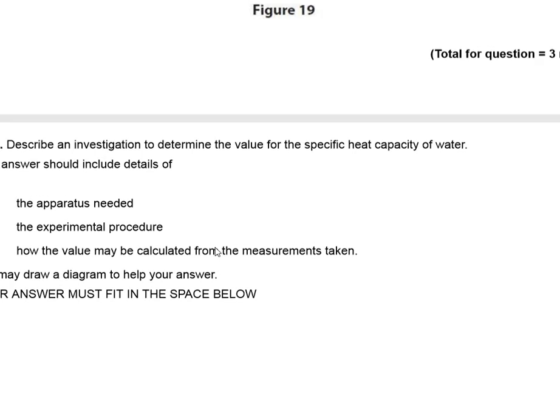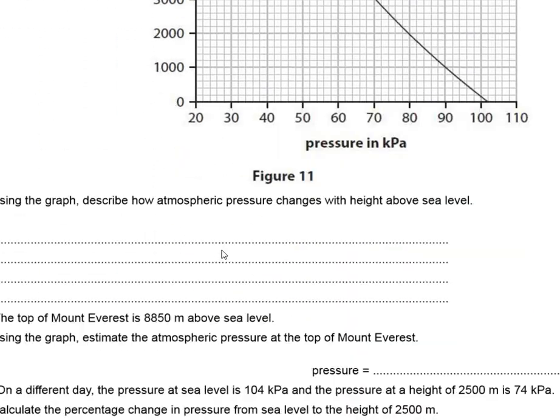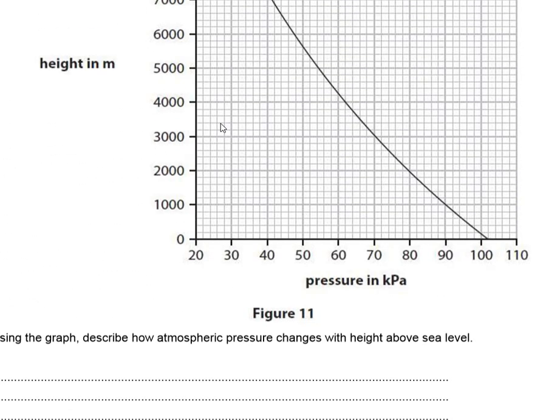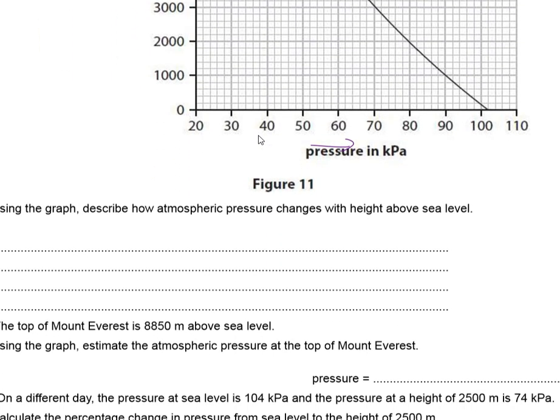Okay, so specific heat capacity of water. I'll come back to this one in a bit. Let's do. Okay, we're almost done. Right. So describe that. So here, as the height goes down, the pressure increases. So that's what we're going to do. So as height decreases, pressure increases. Okay, so pressure increases.